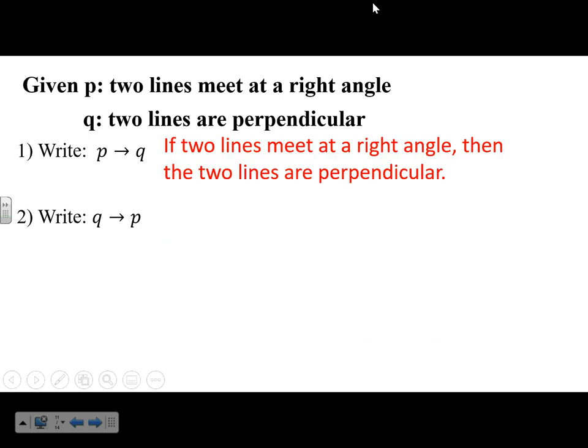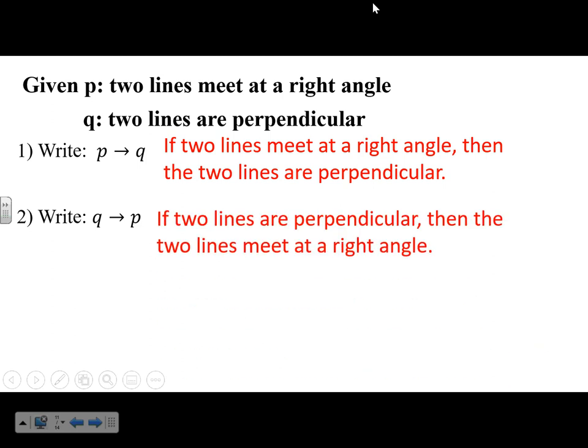So the conditional, if 2 lines meet at a right angle, then the 2 lines are perpendicular. Now the next one, Q comes first, then P. Well, if it's that way, just flip-flop, flip the hypothesis and conclusion, so that's the converse. If the 2 lines are perpendicular, then the 2 lines meet at a right angle.